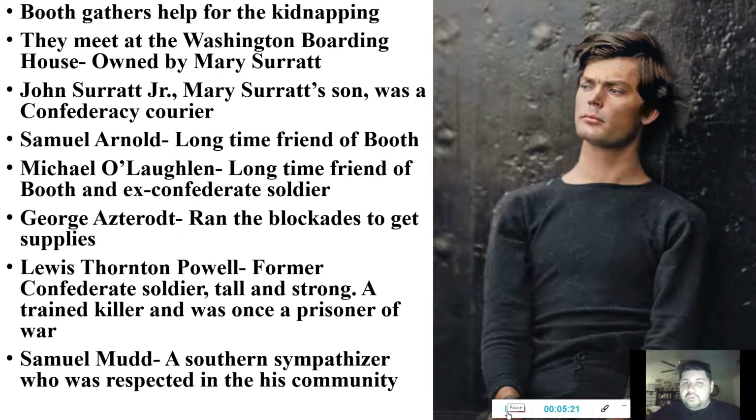Now, like I said, that's his goal, but he needs help. He knows he can't do it himself. So he starts recruiting some people, and they meet at the Washington boarding house, which is owned by Mary Surratt. Now, she has a son, John Surratt. John Surratt's a Confederate courier. He delivers messages, packages, things like that.